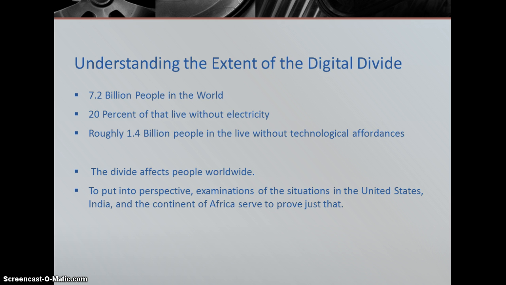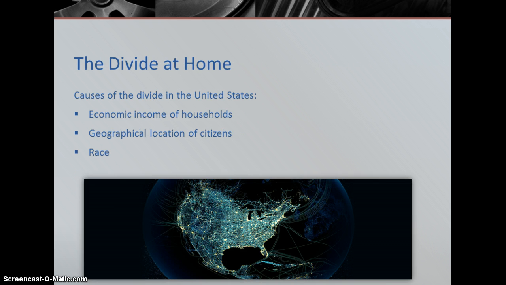The divide is something that affects people in just about every country, and to help put things into perspective, an examination of the current situations in the United States, India, and much of the continent of Africa serve to prove just that. To best grasp an understanding of the digital divide, a good starting point would be to examine the divide and its causes here in the United States.